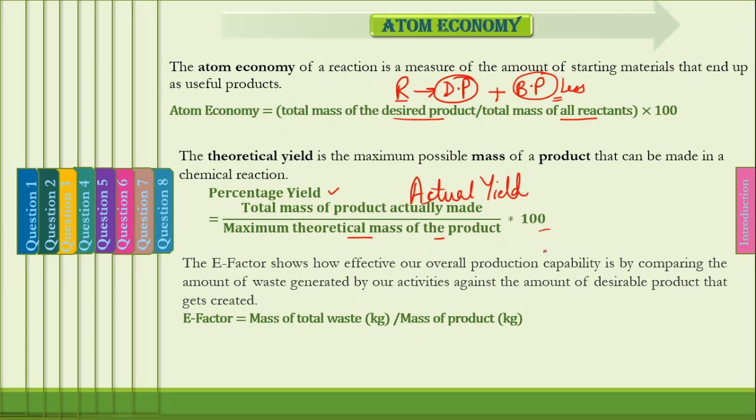Similarly, E factor shows how effective your product is, how green your method is, and that means your waste should be generated less. So E factor finds out how much you have generated as a waste. Let's say in this equation BP, that is byproduct, is a waste, right? Let me consider it as a waste, which you are not going to utilize. So how much waste is generated, that E factor will tell you. So in this you have to find out the mass of the total waste. This is for the mass of this, divide by mass of the product, which is this.